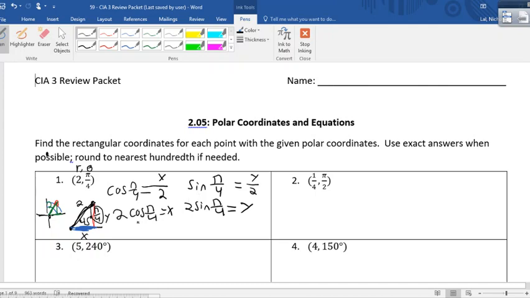So the cosine of pi over 4 from your unit circle is root 2 over 2, so x is going to be equal to 2 times root 2 over 2. The sine of pi over 4 is also root 2 over 2, so y is going to be equal to 2 times root 2 over 2. The 2's cancel out. And so that means that for problem 1, our rectangular coordinates will be root 2, root 2.